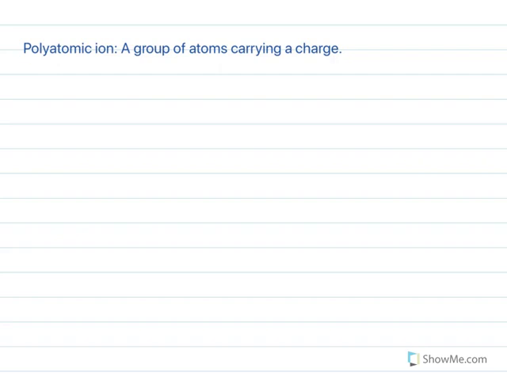Next we'll define what is a polyatomic ion. A group of atoms carrying a charge is called a polyatomic ion. Example, carbonate, CO3 minus 2. It has a group of atoms. It has carbon and 3 oxygen, and it carries a charge. So this is a polyatomic ion.